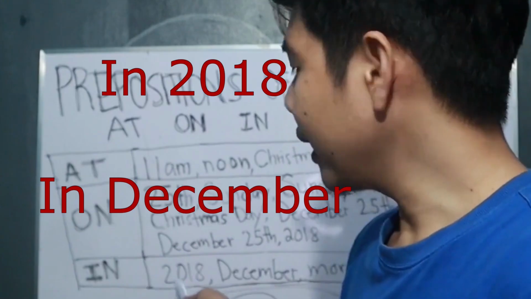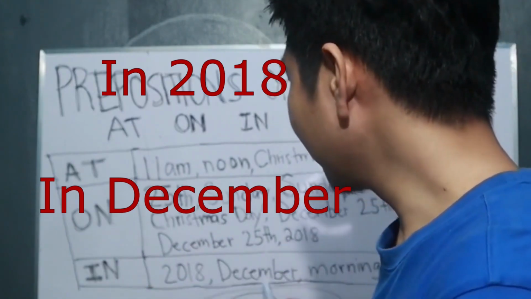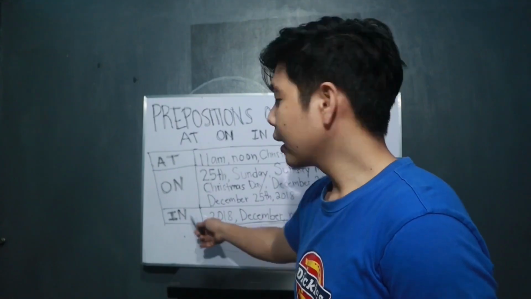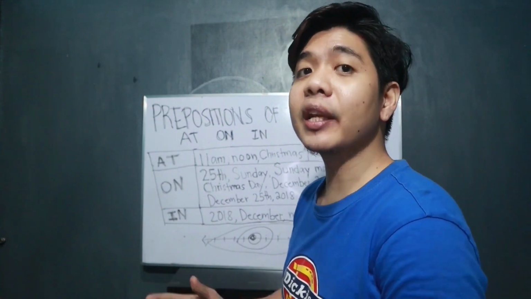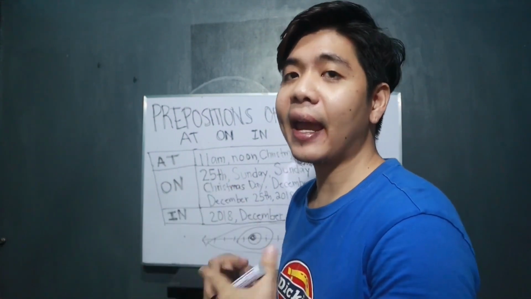So in 2018, the year, in December, the month, in the morning, in the afternoon, in the evening, but it's at night, not in the night, at night.